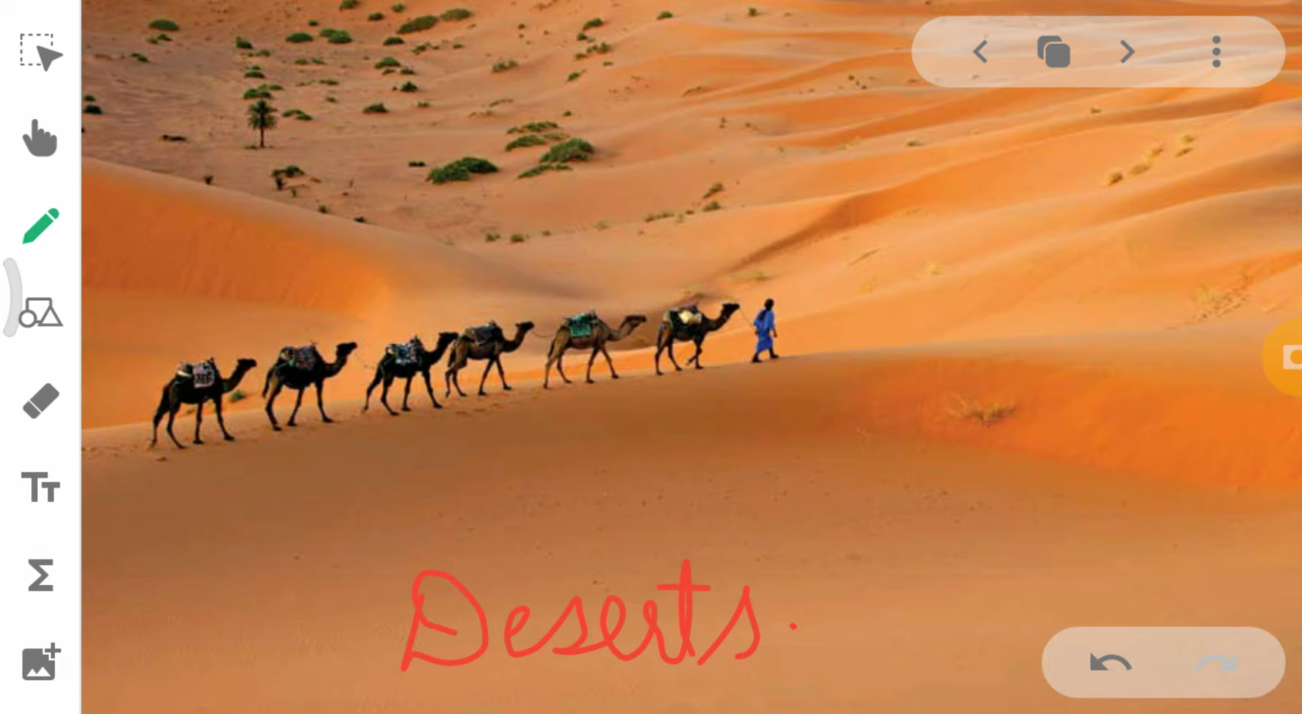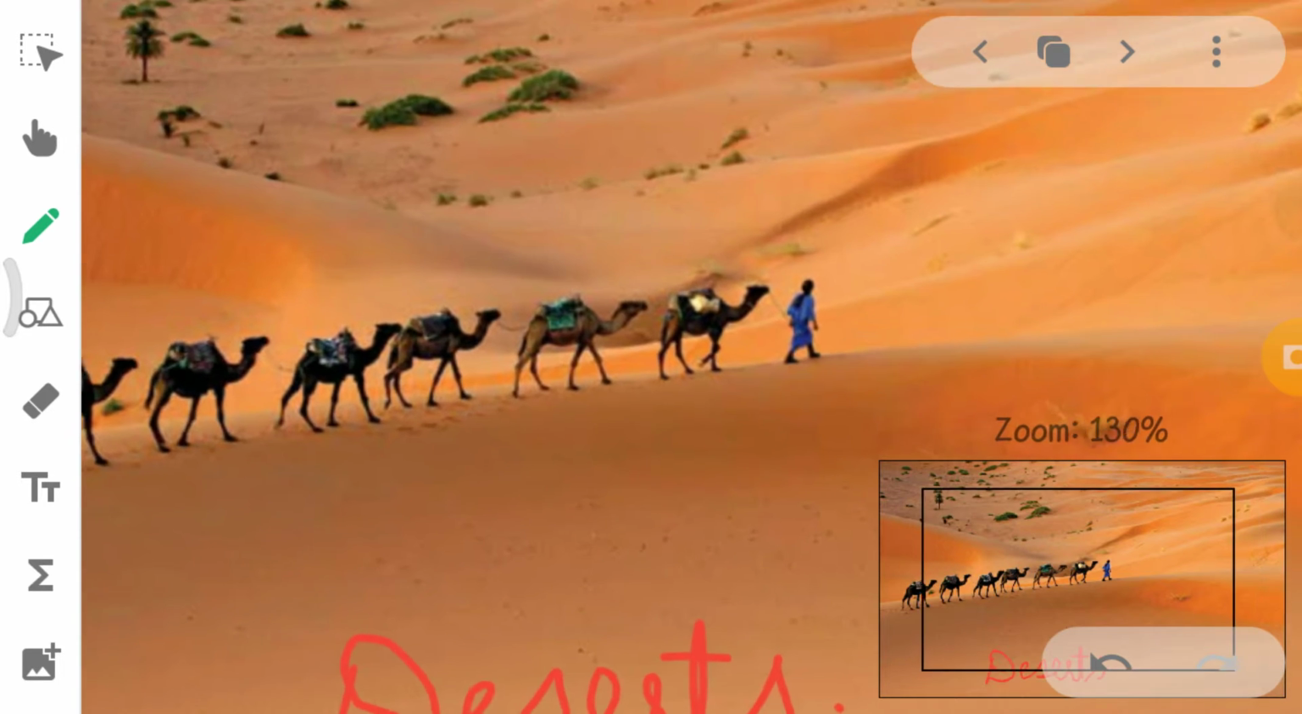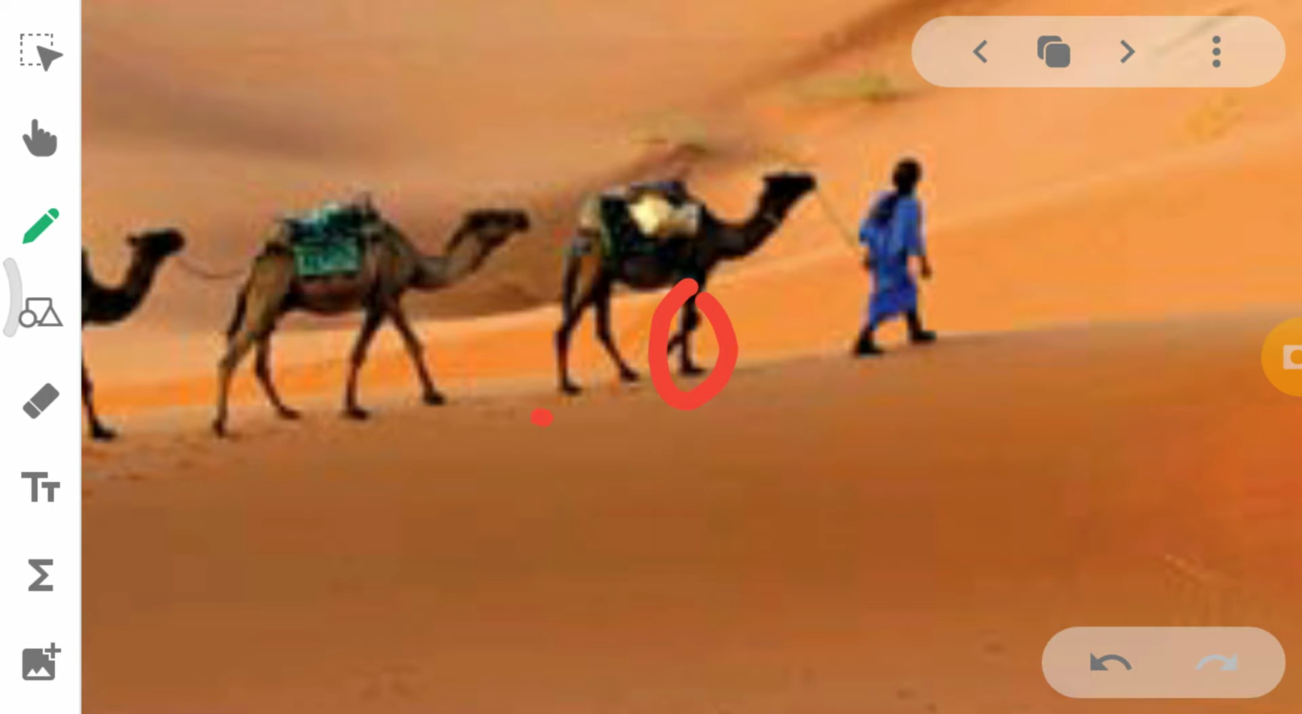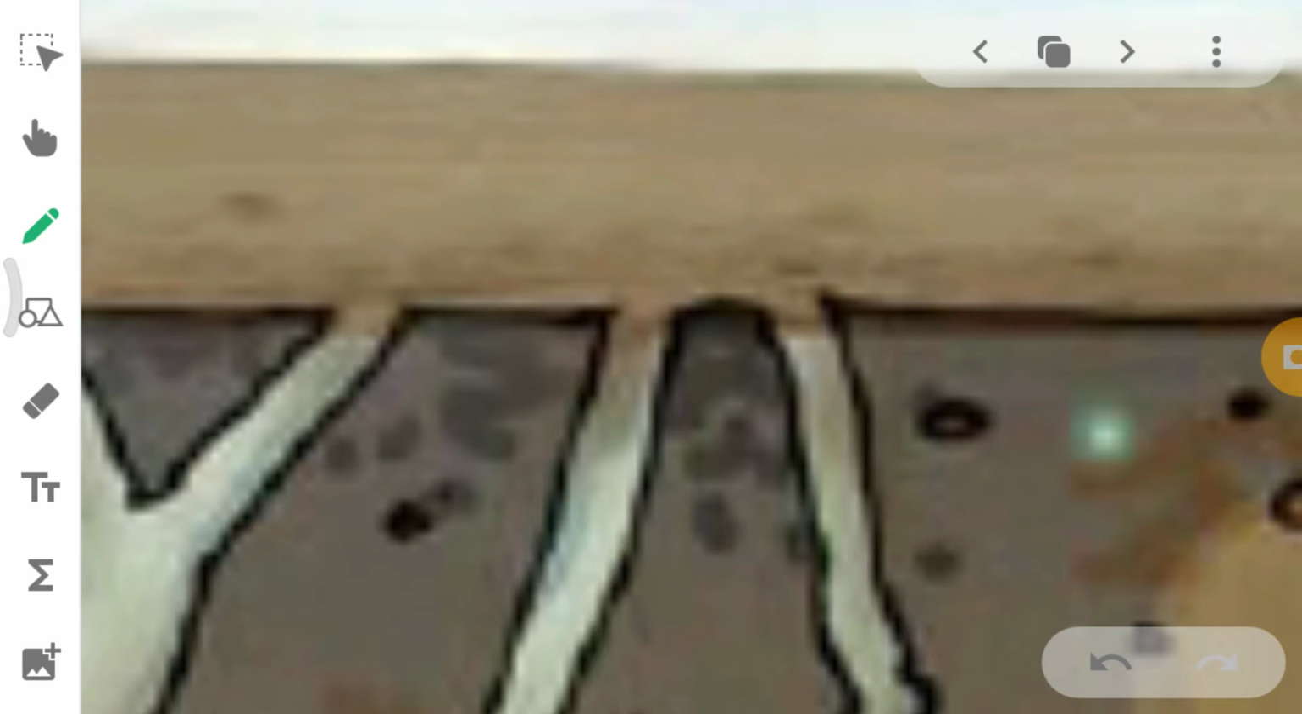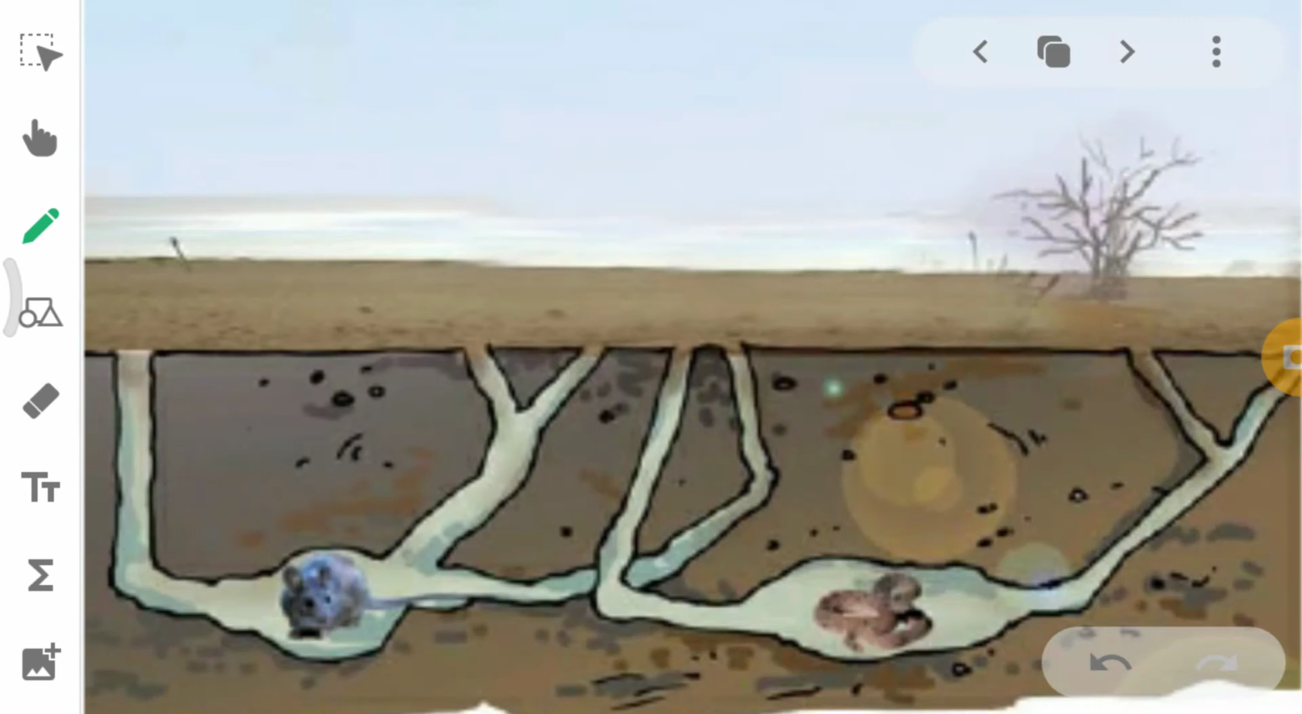There are desert animals like rats and snakes which do not have long legs like the camel has. As in the picture, you can see that the camel has long legs. But the other animals do not have long legs. So such animals live in burrows. To stay away from the intense heat during the day, they stay in these burrows deep inside the sand. These animals come out only during the night when it is cooler.